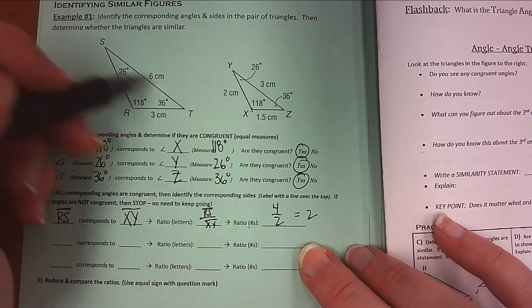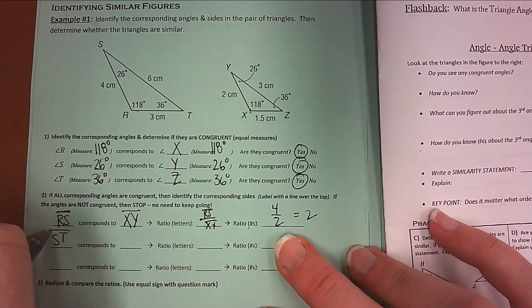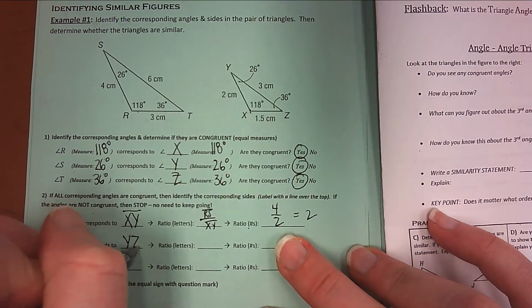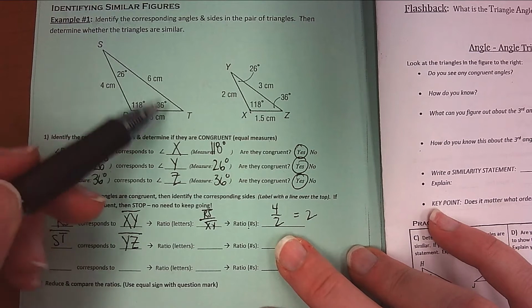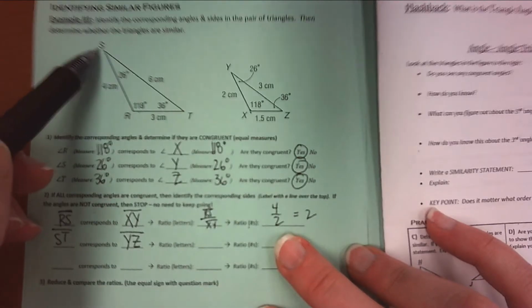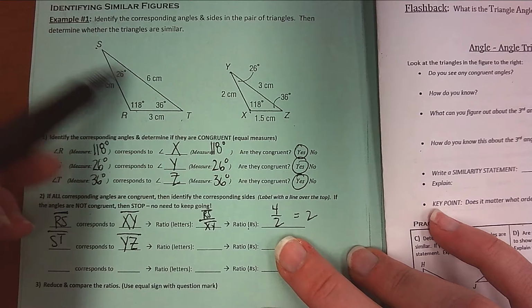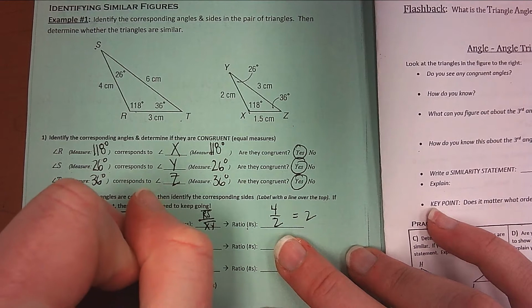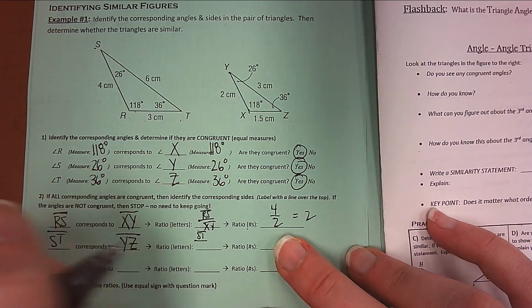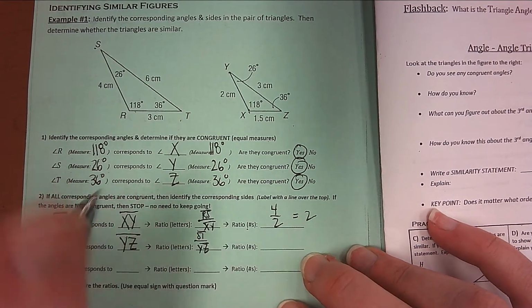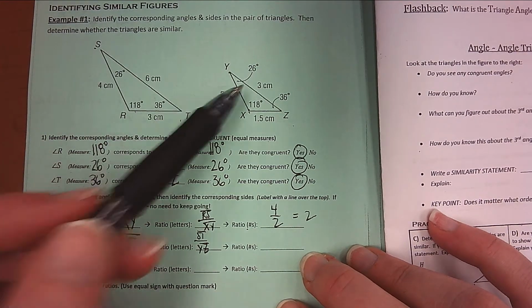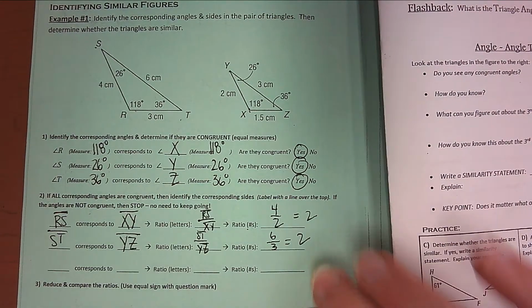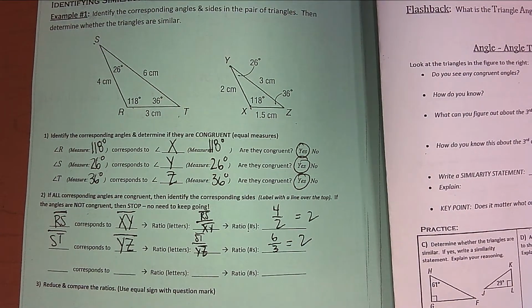After RS, I'm going to say ST. Side ST corresponds with YZ. These two sides are matching side lengths here. S corresponds to Y, T corresponds to Z, so ST and YZ are corresponding side lengths. The ratio with letters is ST over YZ. The ratio with numbers is 6 over 3. And again, 6 over 3 simplifies to 2, so I'm just going to put that out to the side there for myself.